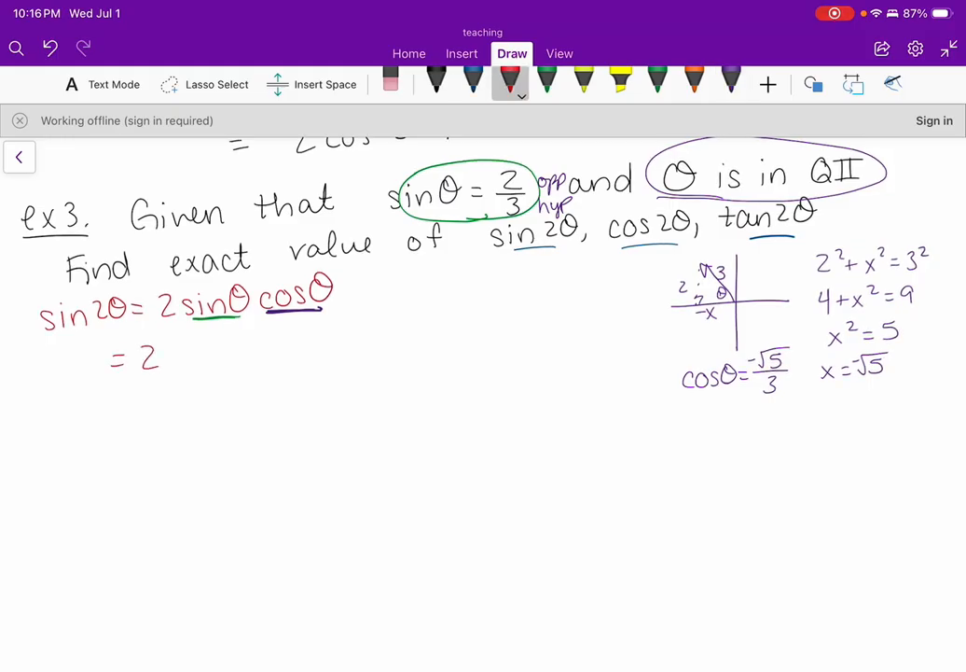I'm going to go plug this all into my identity now. Sine theta is 2 over 3. Cosine theta, negative square root 5 over 3. I get negative 4 square root 5 over 9 for sine 2 theta.